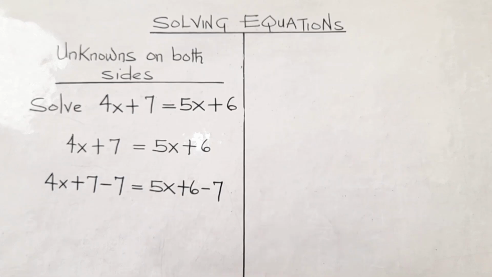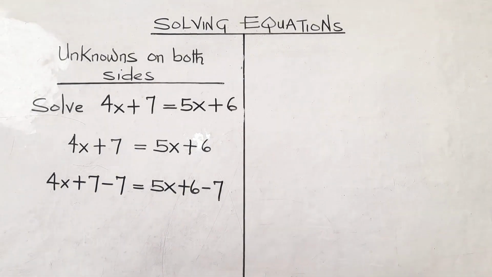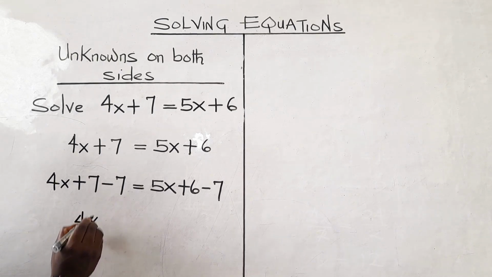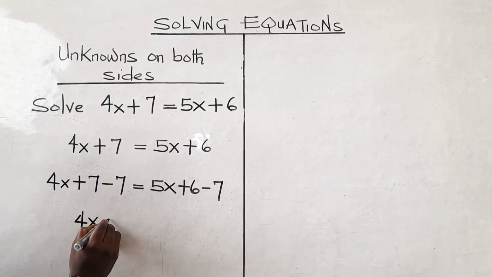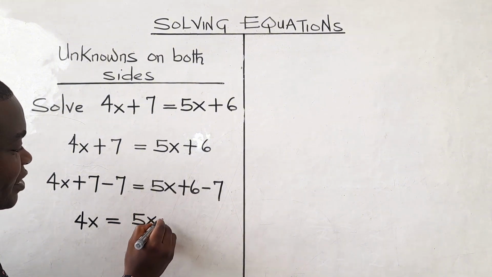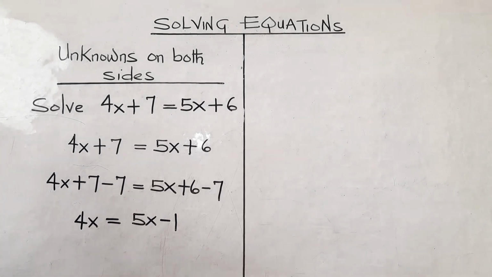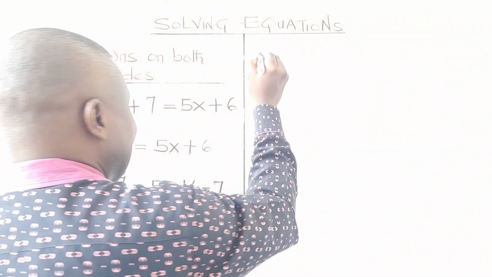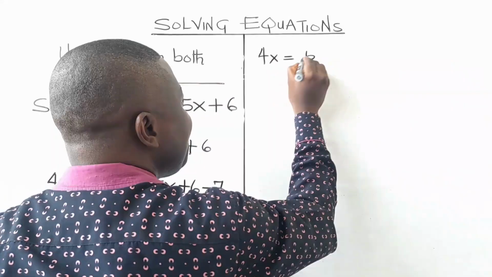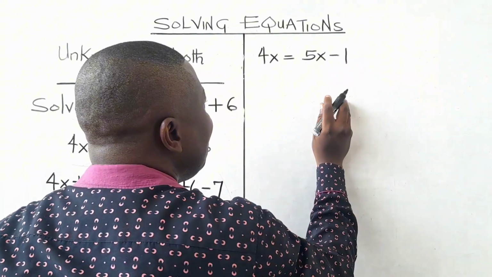This is one way that this can be done, but we can also do it the other way. This is 4x plus 7 minus 7 is 0, equals 5x plus 6 minus 7 is minus 1. Now, we'll come to the way that most students know it. We all know it that way. So this is 4x equal to 5x minus 1.